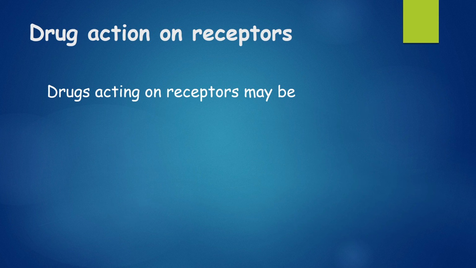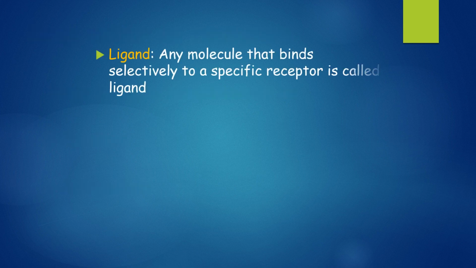Now, drug action on receptors. The drugs acting on the receptors, as we have already seen, may be agonistic drugs or antagonistic drugs. There are some other molecules also which act on these receptors. One is ligand. Ligand means any molecule that binds selectively to a specific receptor. It will initiate or activate that receptor.